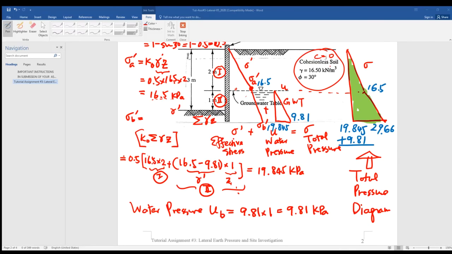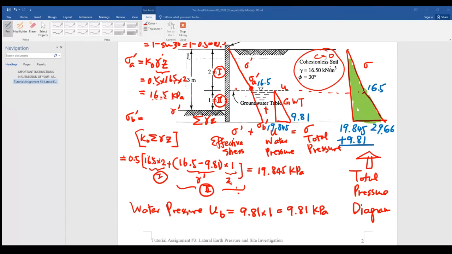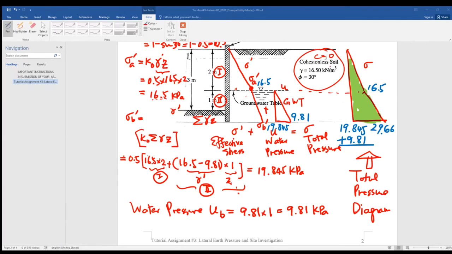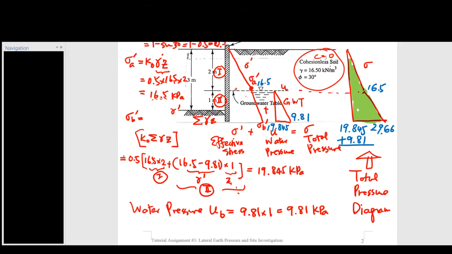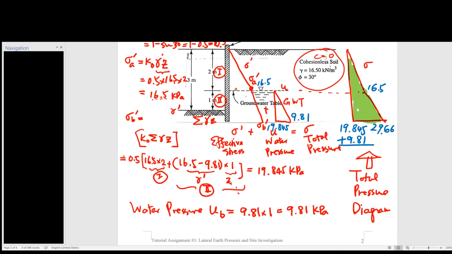So what about the others? Do you understand? What were the others? Now, then we will proceed on, right? The calculation.